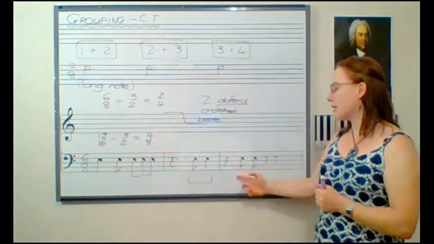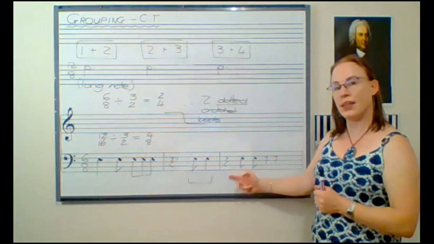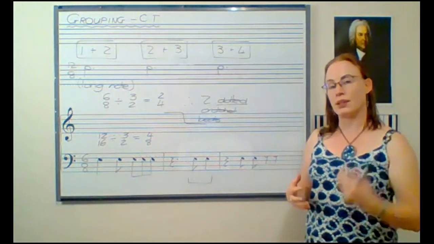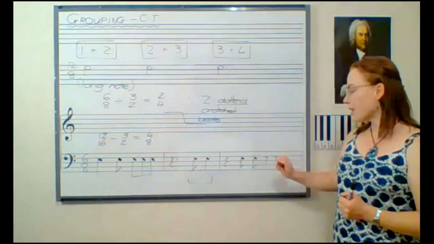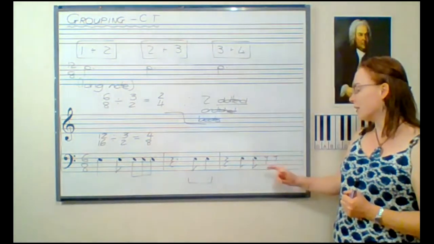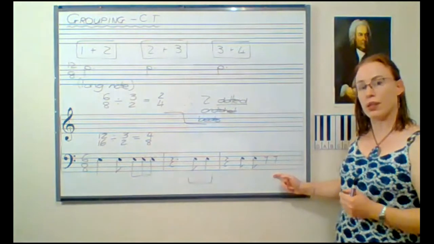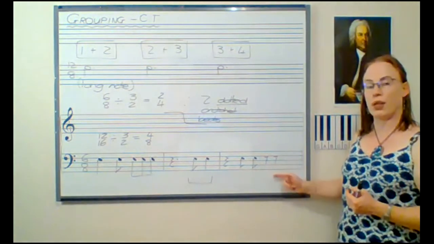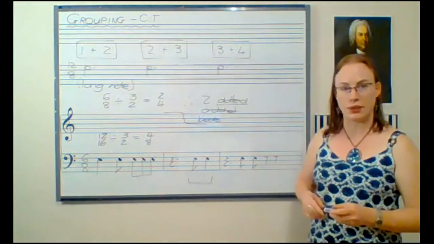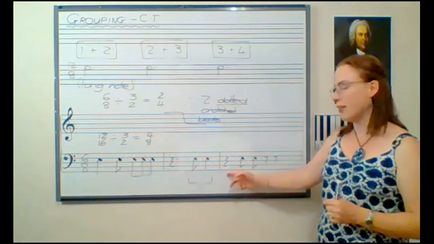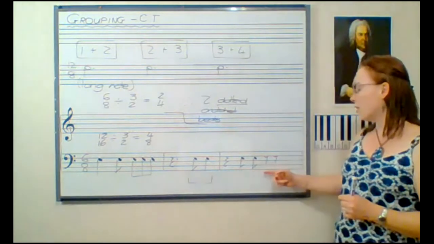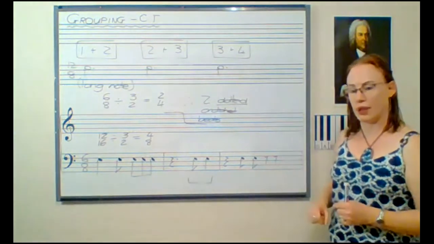But if you look at this, if the first and the second subdivision is silent, you can have one rest. But if the second and the third subdivision is silent, then you have to have two separate rests. Okay, so just remember that. So you can still combine there, but you are not allowed to combine over there.